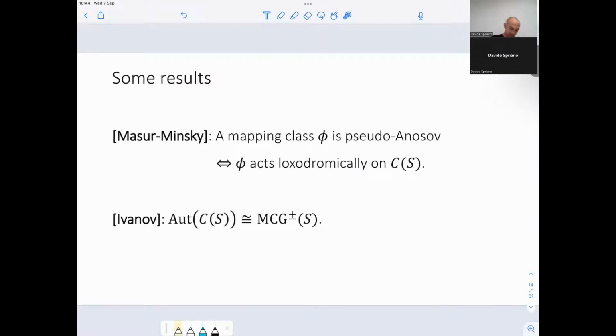Another result, which is slightly older, due to Ivanov, is that the automorphism group of the curve graph, so we now just look at graph automorphisms, simplicial automorphisms sending edges to edges and vertices to vertices, is naturally isomorphic to the extended mapping class group of the surface. It is plus or minus because we now allow orientation reversing maps. In any case, the mapping class group has index 2 in here. So really the combinatorics of the curve graph encodes the geometry of the mapping class group. This is really a good object to study.